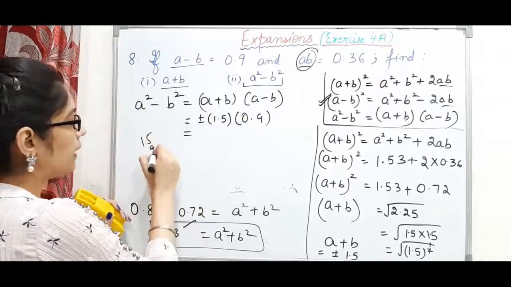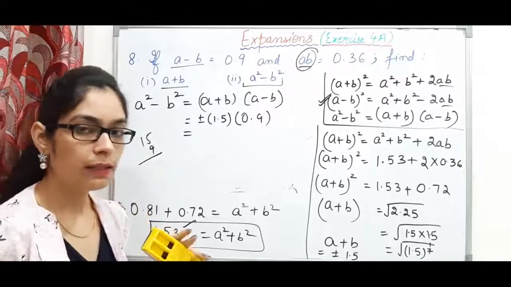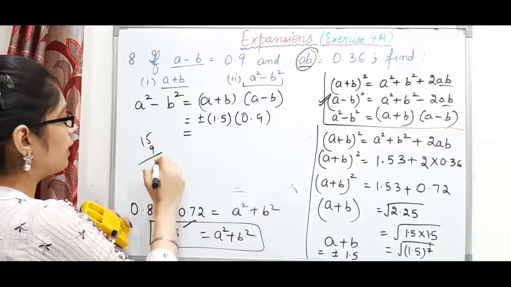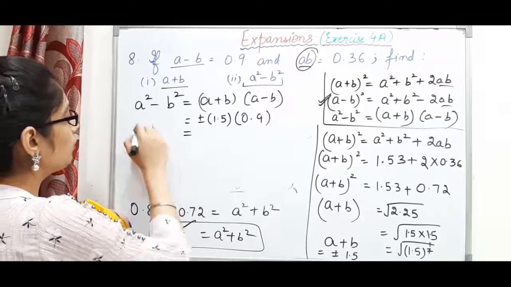So 15 into 9 we can multiply. Whenever you are multiplying decimal numbers, just take normal numbers. So I took 15 and 9. So 15 into 9, 9 into 5, 45.